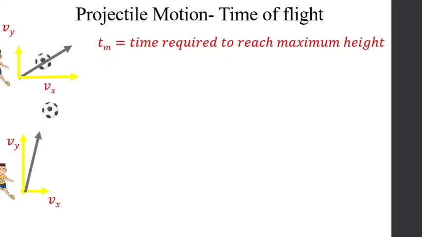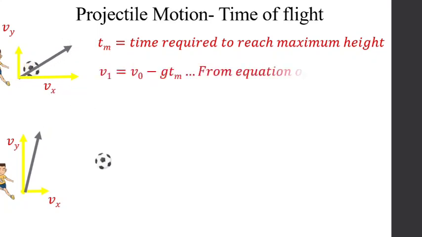Let Tm be the time required to reach the maximum height. Because vertical motion is accelerated motion, we will use the first equation of motion, that is v equals Vo minus g t, where Tm is the time required to reach the maximum height.